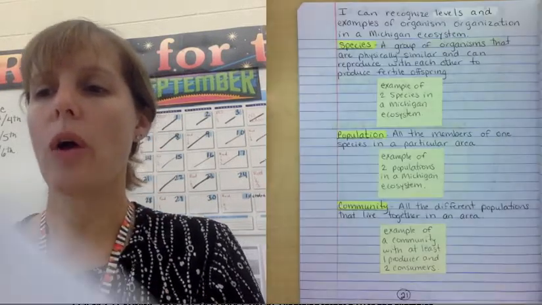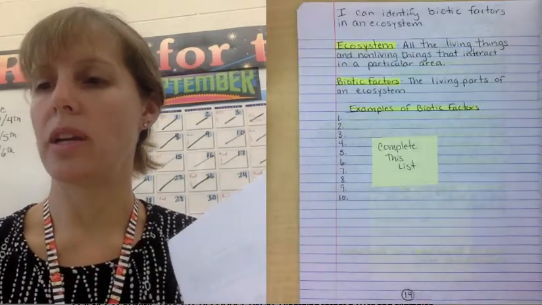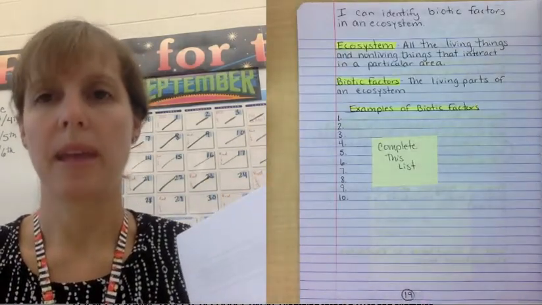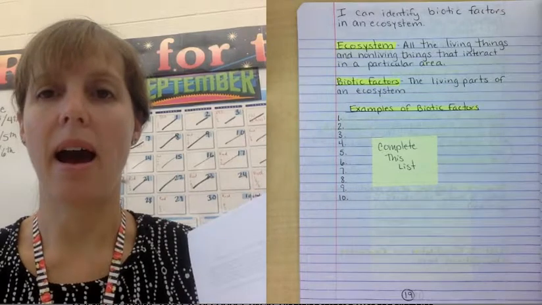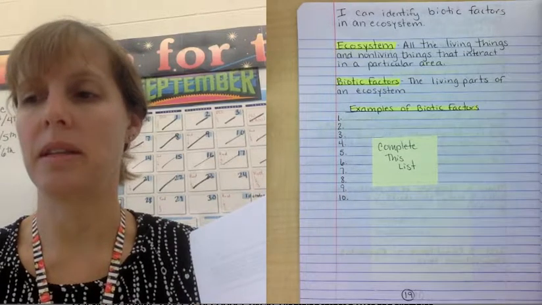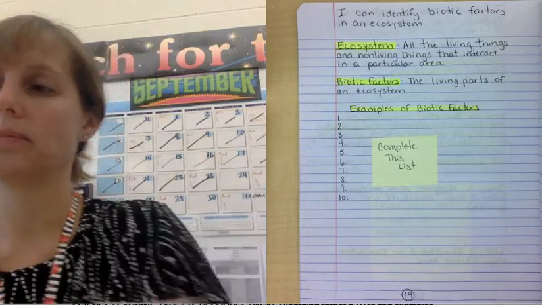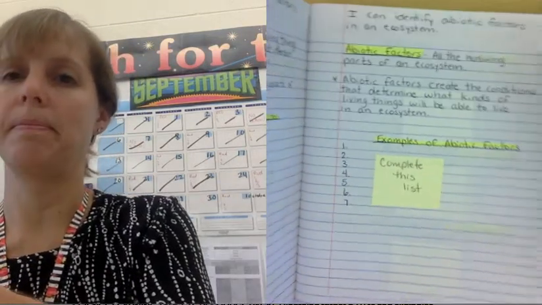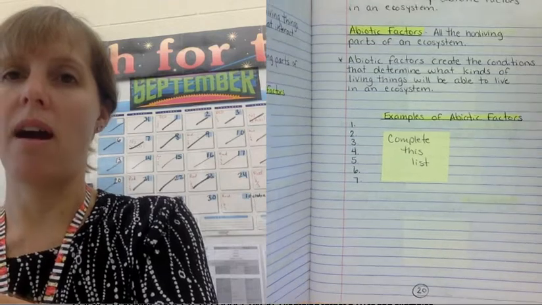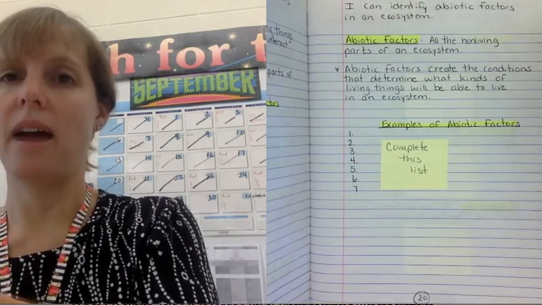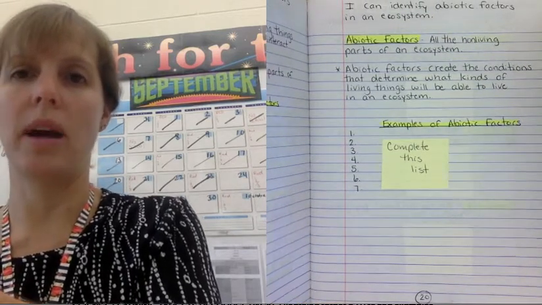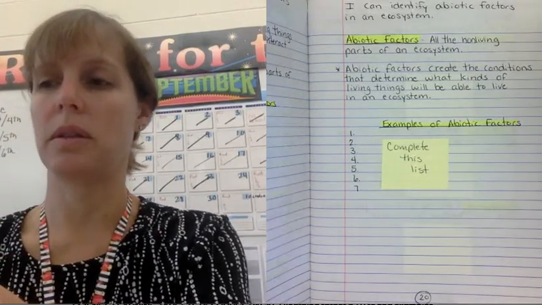All right, hopefully you're looking at page 19 or 20. Page 19 has biotic factors. Remember, these need to be things that are living. And page 20 has abiotic factors. I asked you to list 7. These things are not alive, and they create the conditions that determine what kinds of living things will be able to live in an ecosystem.